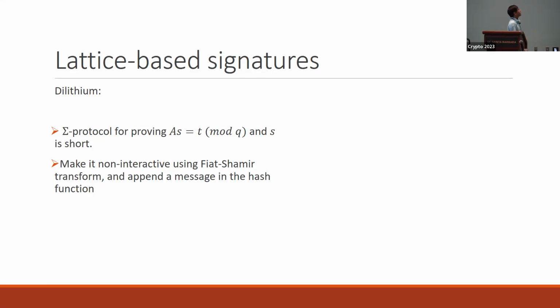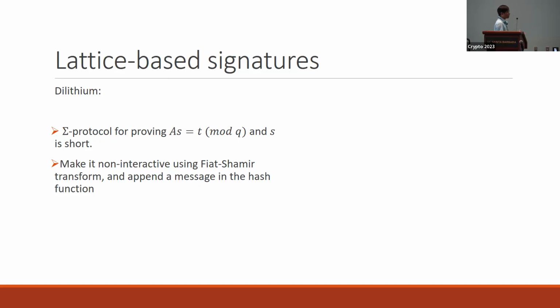Let's start with Dilithium, which is basically the lattice adaptation of Schnorr. We have a sigma protocol for proving a simple lattice statement, AS = T mod Q, where A is a matrix, S and T are vectors, and S is short. To transform it into a signature, we make it non-interactive using the Fiat-Shamir transform, and we put the message in the hash function.